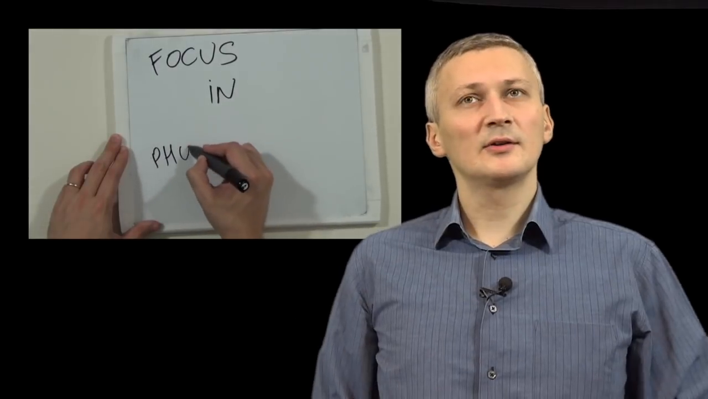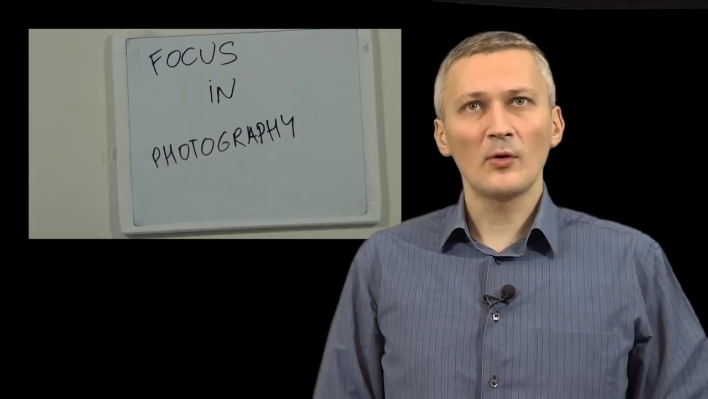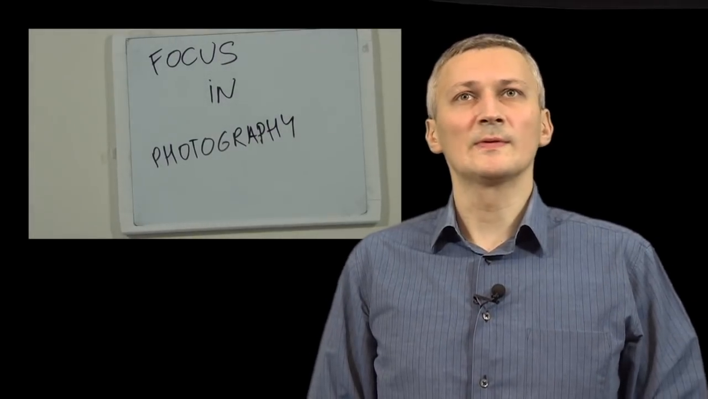This is lesson number 4 from the series of Basics of Photography for Beginners. I'm going to talk about how you can control your camera focus. I'm going to talk about manual focus and automatic focus.